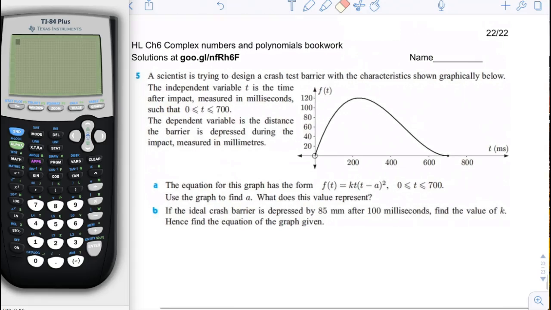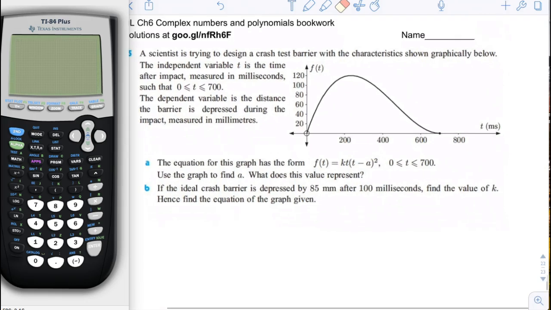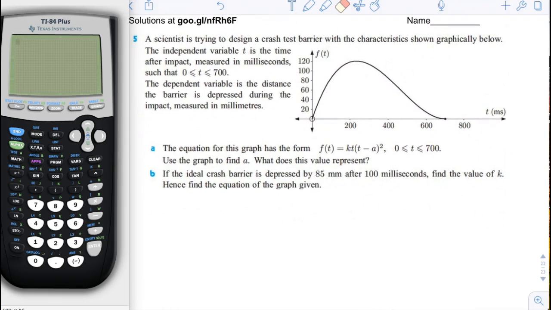Page 21 of Complex Numbers and Polynomials. This is the last page. Number 5. A scientist is trying to design a crash test barrier with the characteristics shown graphically below. The independent variable t is the time after impact measured in milliseconds such that t is between 0 and 700.